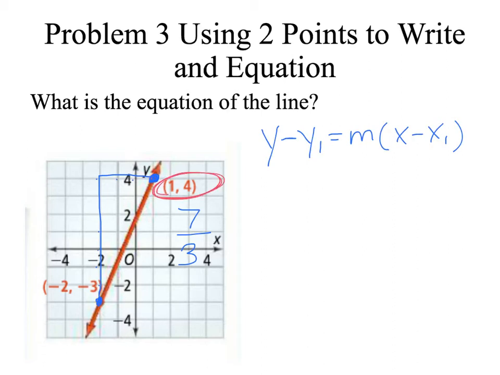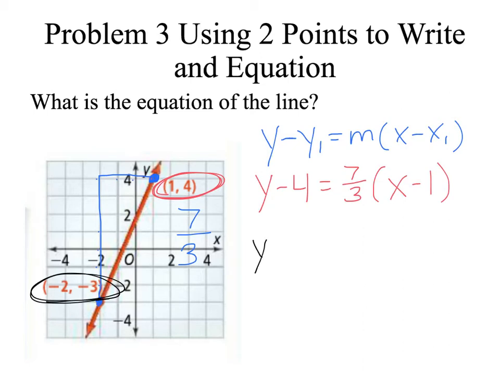If we use this ordered pair, 1, 4, our equation is going to be y minus our y value, which is 4, equals 7 over 3, x minus our x value, which is 1. So that's one equation. If I use this ordered pair down here, negative 2, negative 3, it's going to be y. Now, our y value is negative 3, so that's going to change to y plus 3 equals 7 over 3. And then x, now my x value is also negative, so minus negative 2 is going to change into plus 2. So either one of those equations is the correct answer. It doesn't matter which one you use.